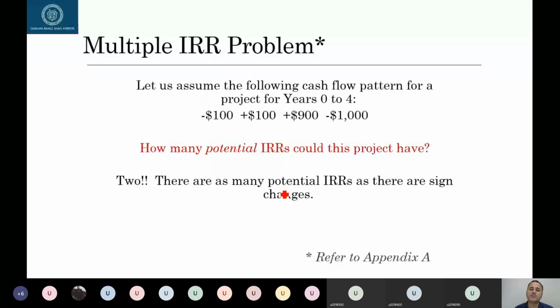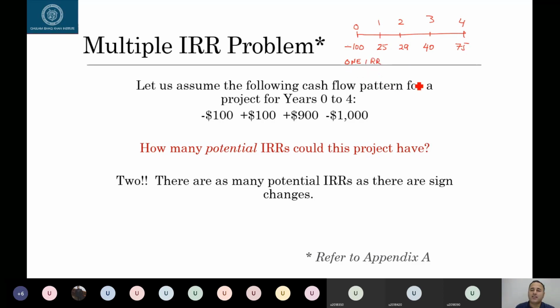Okay. There is another problem. It's called the multiple IRR problem. So let's say we considered a very simple project. If I put it on the timeline for you, 0, 1, 2, 3, and 4. Let's say you invest $100, and you get $25 in the first year, $29 in the second year, $40 in the third year, and $75 in the fifth year. Of course, you can calculate one single IRR.